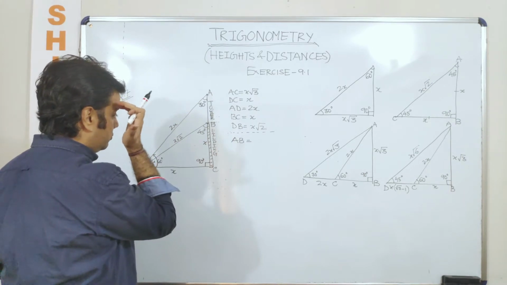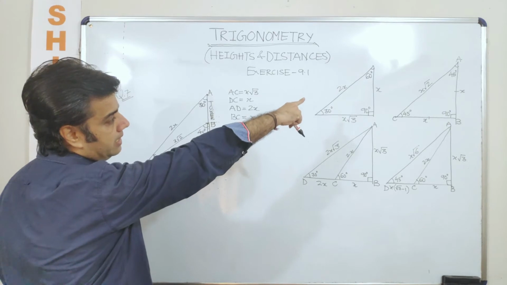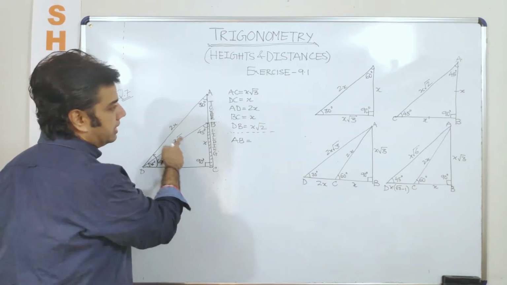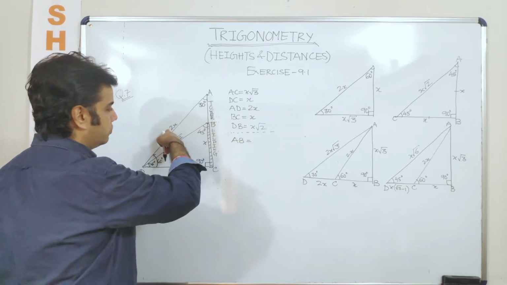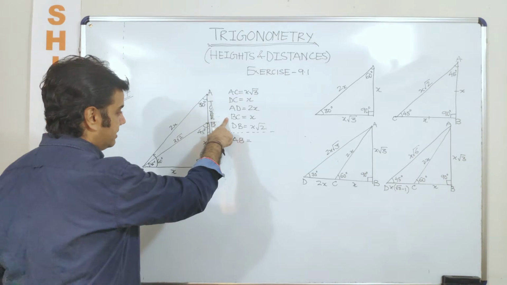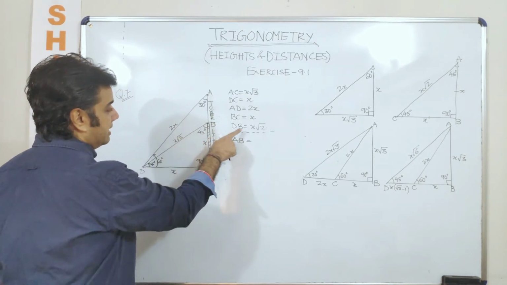So AD becomes how much? So AD would, in any case, if I talk about 60 degrees, AD becomes 2x, the side opposite to 90 degrees in a 30-60-90 becomes 2x. Okay, BC is x. How much is DB? DB is x root 2.